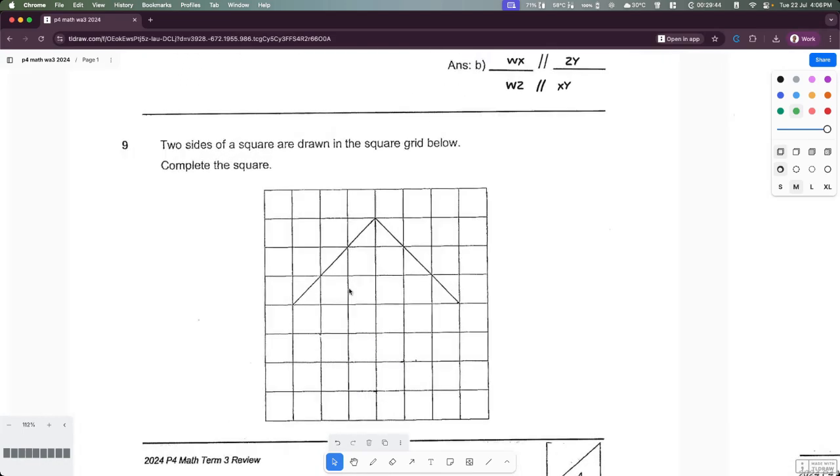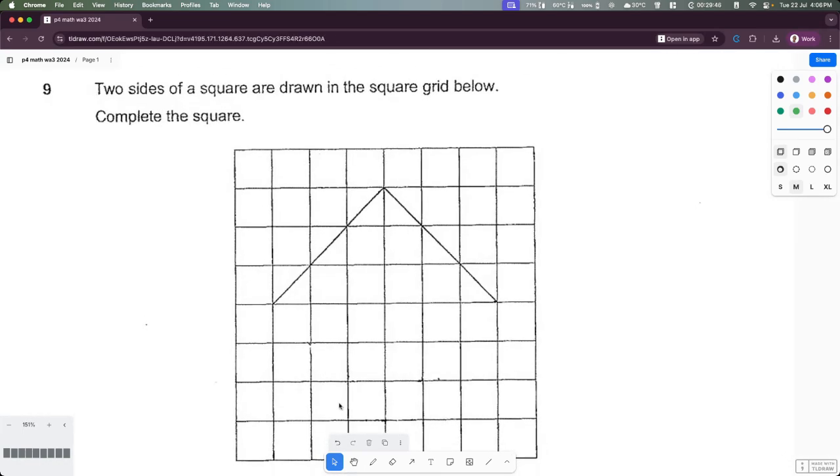All right, let's go to question 9. Two sides of the square are in the square grid below. Complete the square. Another property of the square, if I write this down, is that all sides of the square are equal in length. So we want to measure the length of the sides of this square.